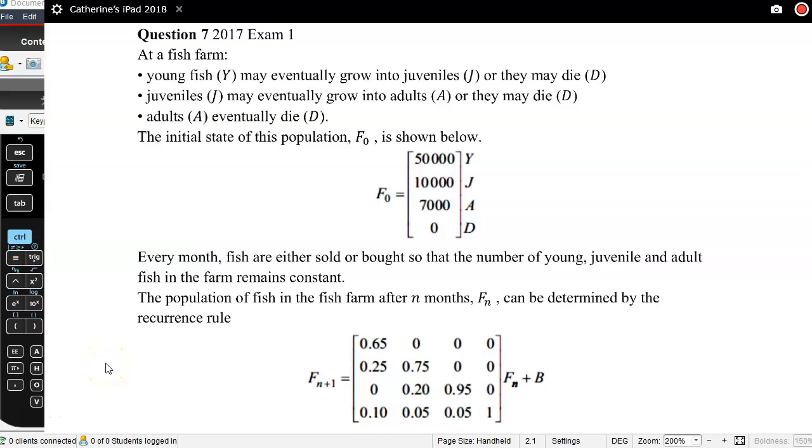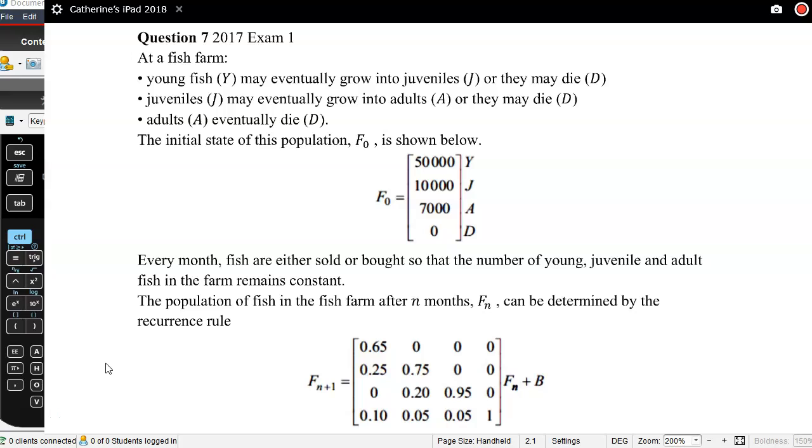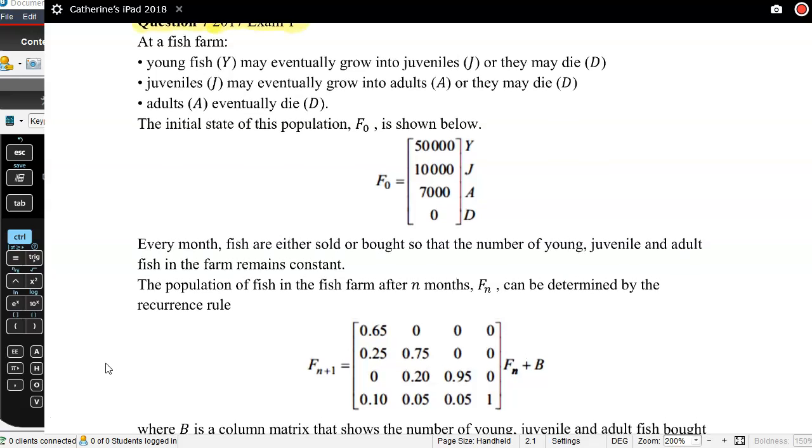So now we've got a question from the 2017 Exam 1, again a question 7. We're getting up to the hard questions in the multiple choice. At a fish farm, young fish, Y, may eventually grow into juveniles, J, or they may die. Juveniles, J, may eventually grow into adults, or they may die. Adults eventually die.